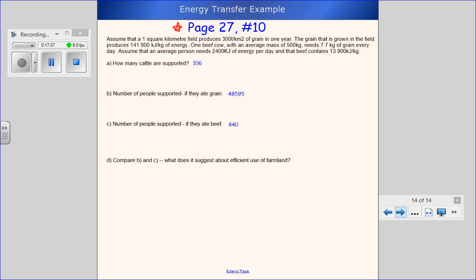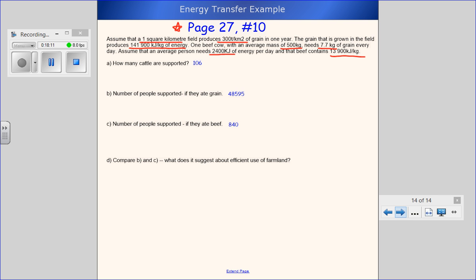So in the question, it says that we are in 1 square kilometer, that's how much grain we're getting in a year. The grain produces a certain amount of energy per kilogram. A cow has this average mass, needs 7.7 kilograms of grain every day. A person needs this much energy, and beef contains 13,900 kilojoules per kilogram. So this is all data, fictitious data. You don't have to memorize this. We're just trying to illustrate a point.